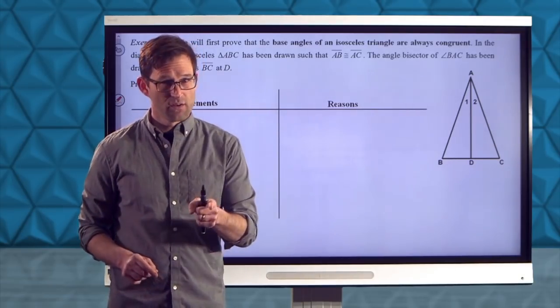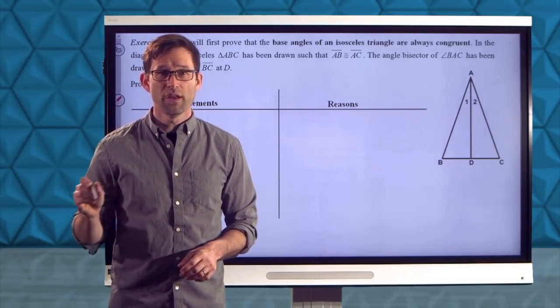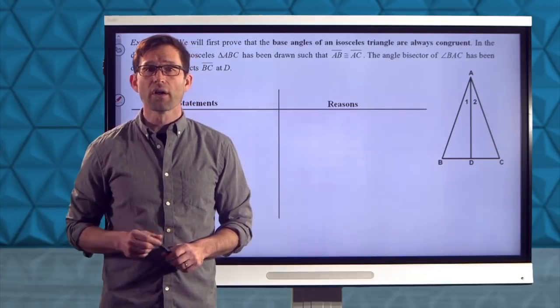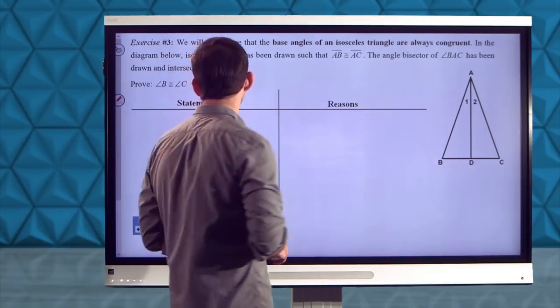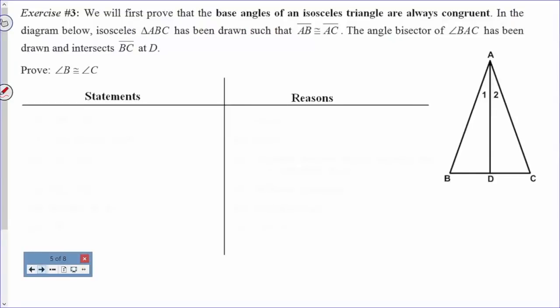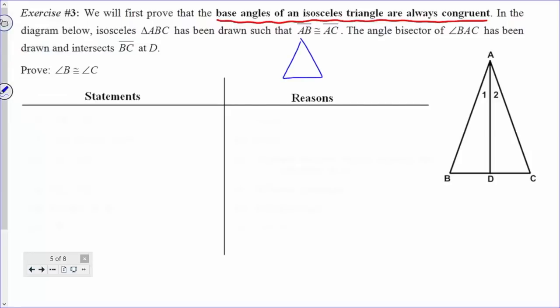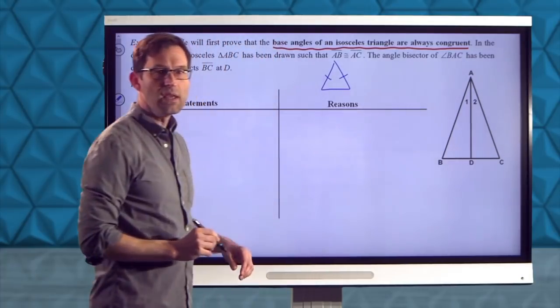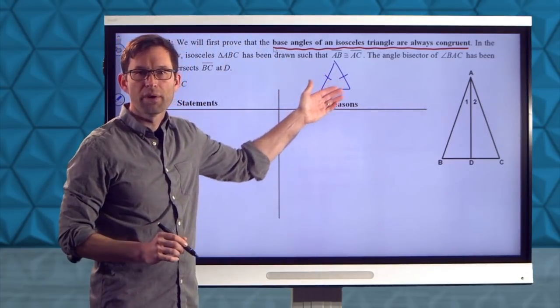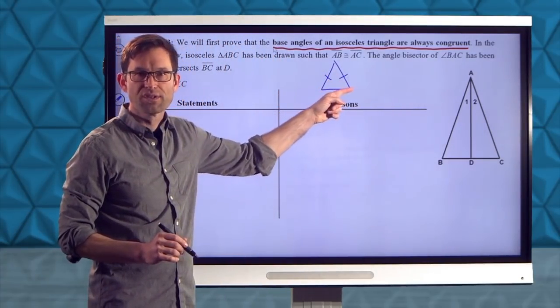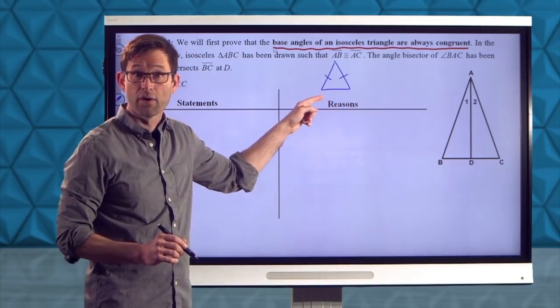Again, once we prove it, we can use it, okay? If you prove it, you can use it. So let's take a look at the first important fact. We will first prove that the base angles of an isosceles triangle are always congruent. Now, what are base angles? In most cases, when you have an isosceles triangle, it's drawn with its equal sides sort of being up here and its base, the non-equal side, if there even is one, being down here.